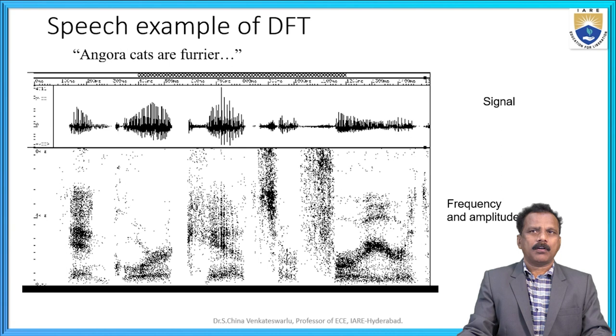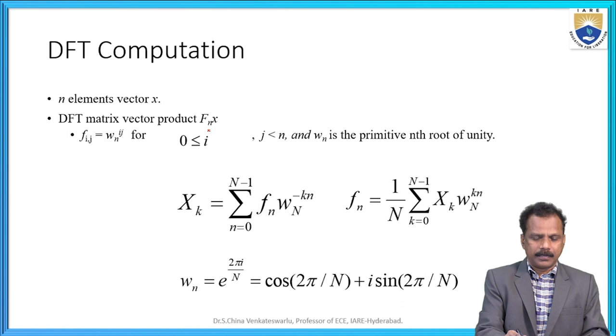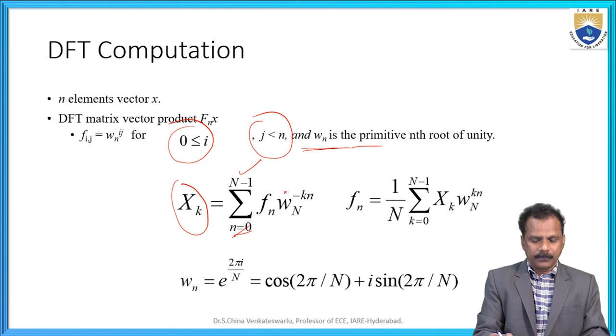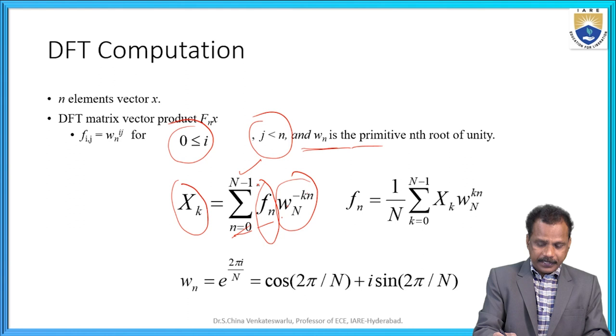The best example is the speech example of the DFT. Now, the DFT computation. We are verifying the computation related to efficient computation versus normal computation. For an n-element vector x, the discrete Fourier transform is the matrix-vector product F_n x, where F_ij equals the weighting function W_n^(ij) for 0 less than or equal to i, j less than N, and W_n is the primitive nth root of unity. Using these conditions, the DFT is ready to compute: X(k) equals the summation n equal to 0 to N minus 1 of f(n) times the twiddle factor W_n^(-kn).